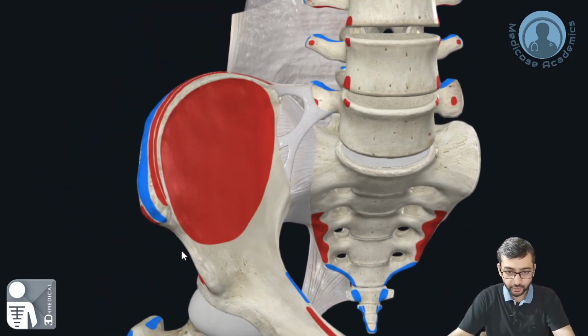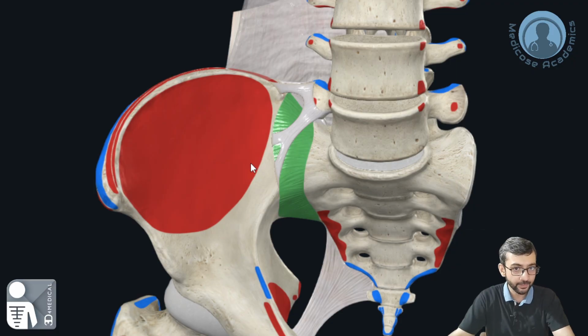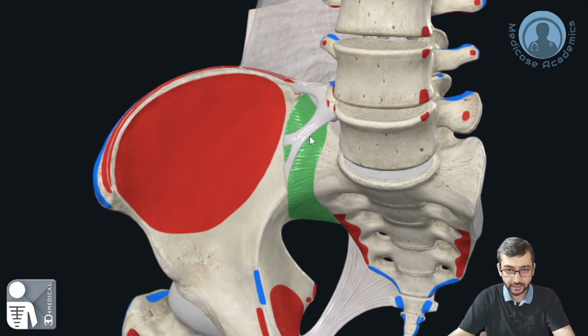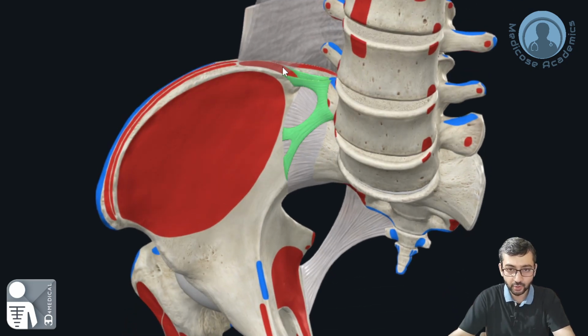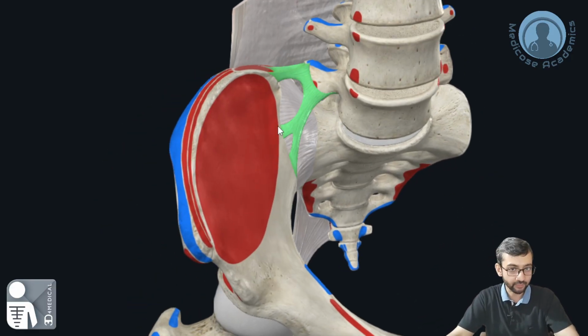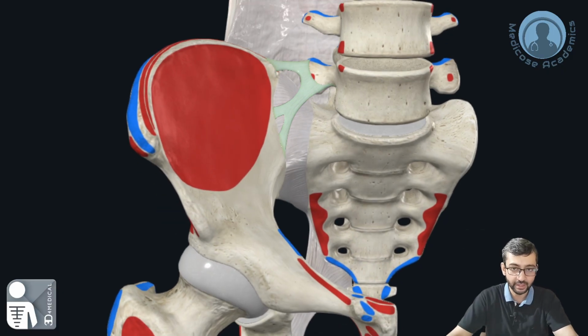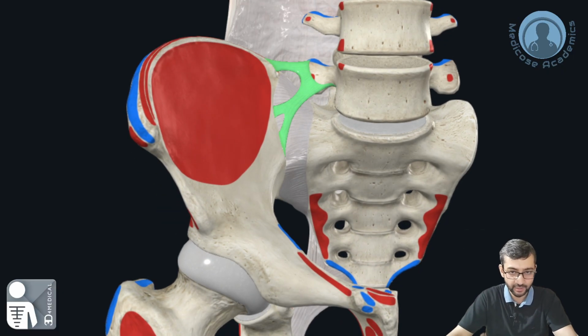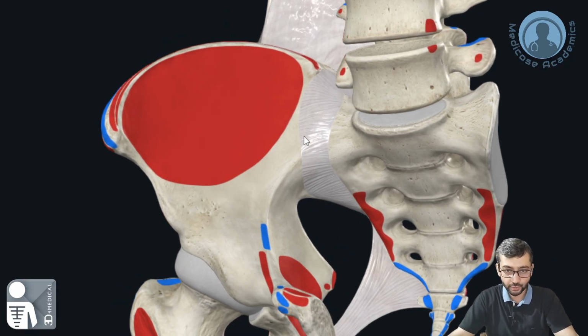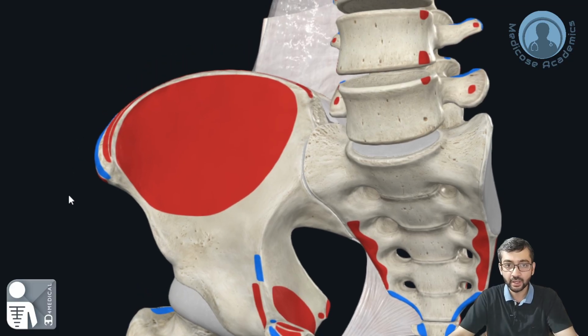So this is the capsule of the hip joint, and these are all the ligaments here. On the top you get this ligament that goes from the posterior most part of the iliac crest all the way to the fifth lumbar vertebra. That is called the iliolumbar ligament, which is going to support the pelvic girdle. Below it you have this ligament that is going to attach to the anterior margin of the articular surface. So this is going to be the anterior sacroiliac ligament.